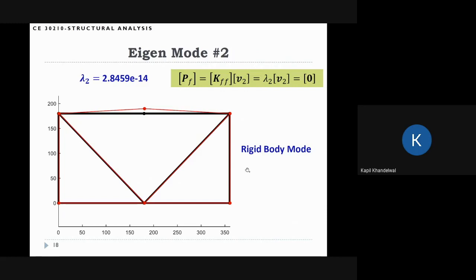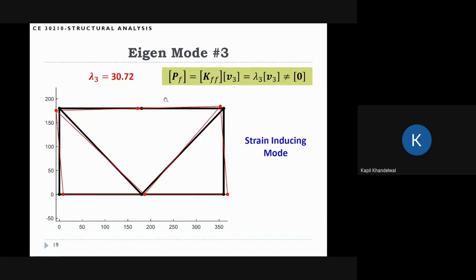And finally, I'm going to show you the third mode, corresponding to lambda 3, which is greater than 0. This is the deformed shape in eigenmode 3. You can see that in this case the elements are actually deforming, so PF is not equal to 0. PF is some reasonable number. So this is a strain-inducing mode, and mode number 3 is correct. The first 2 are the modes that are creating instability in the system.